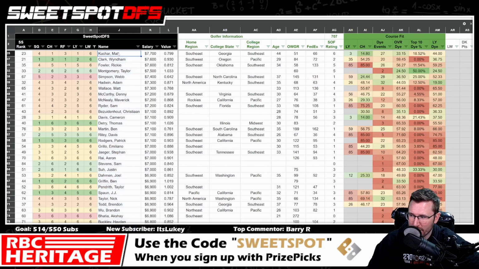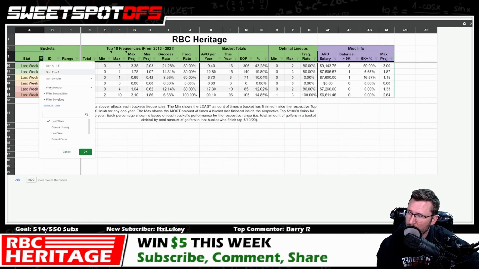Yeah, 1 to 4. A lot of this is glue, by the way. So you could actually have up to 4 golfers that you do want to play from this bucket in your lineup. That covers the last week buckets. Next one to get into is course history.